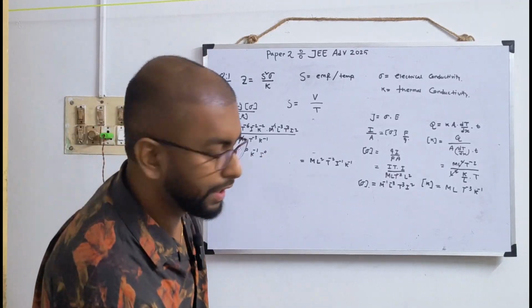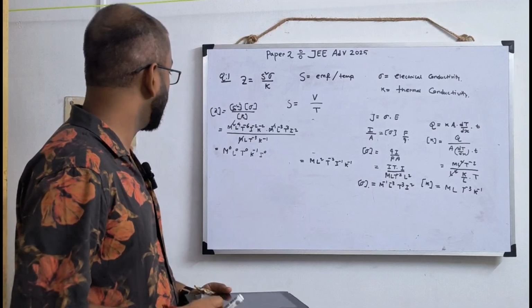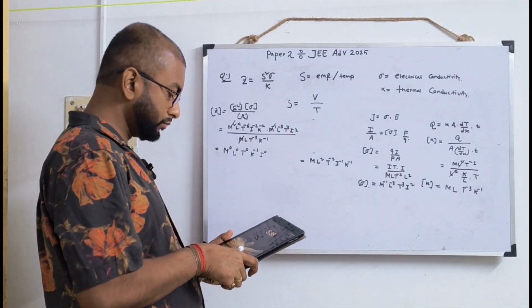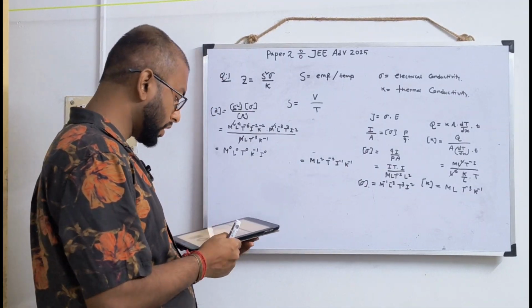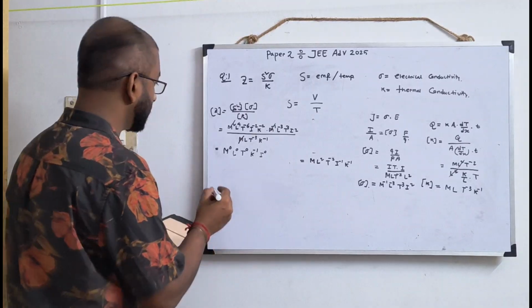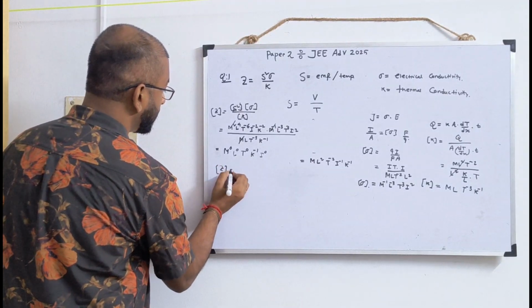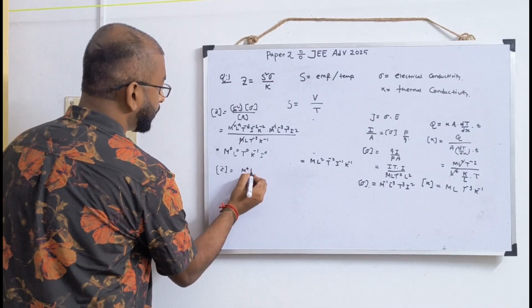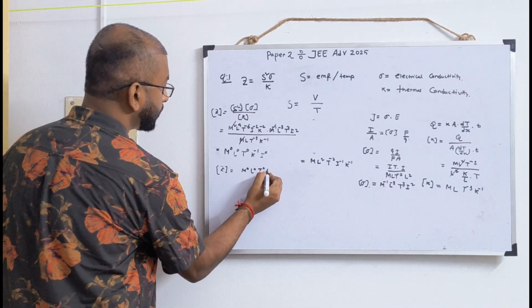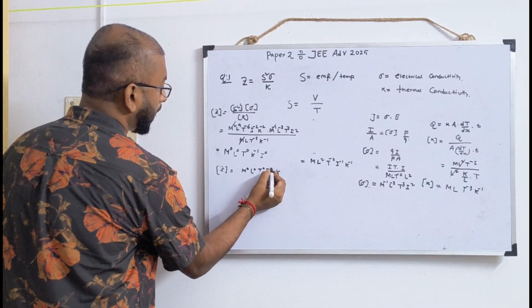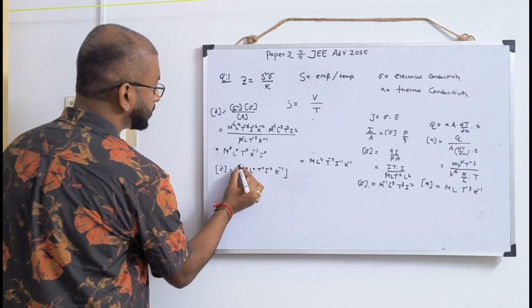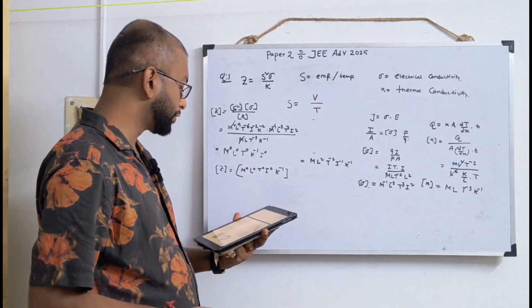So finally I am getting everything to the power 0, and the only thing that is there is K to the power minus 1. So the dimension of z will be M to the power 0, L to the power 0, T to the power 0, I to the power 0, K to the power minus 1, which is matching with option B.